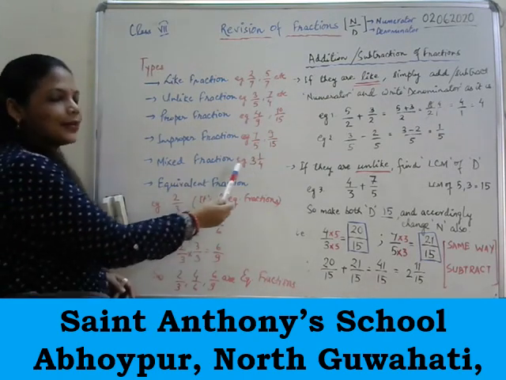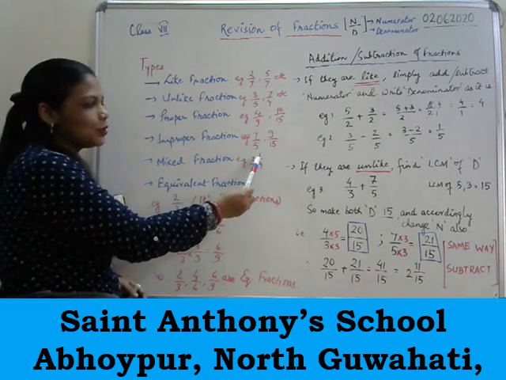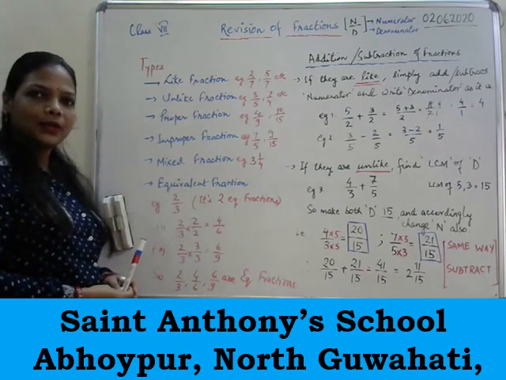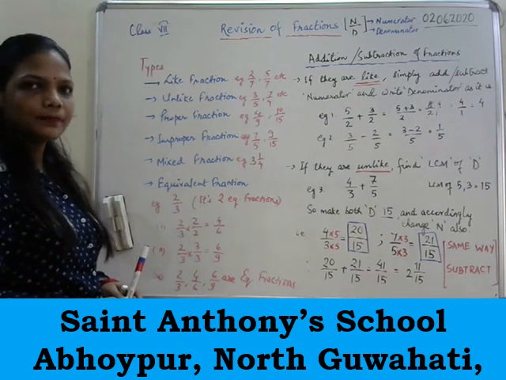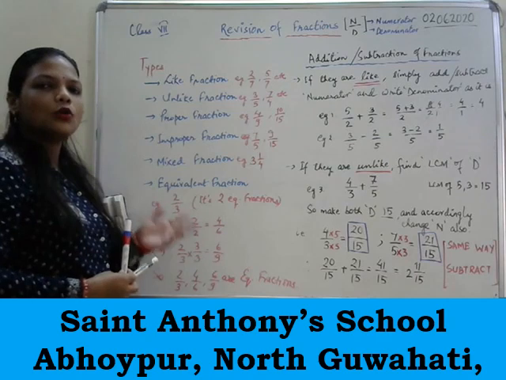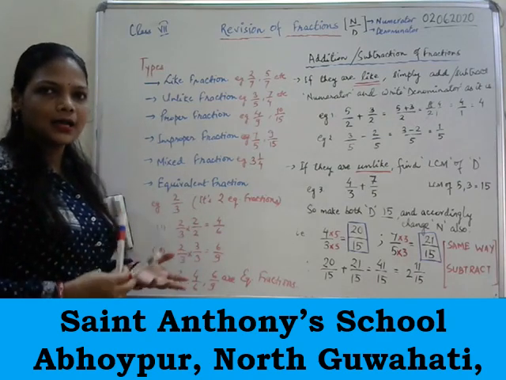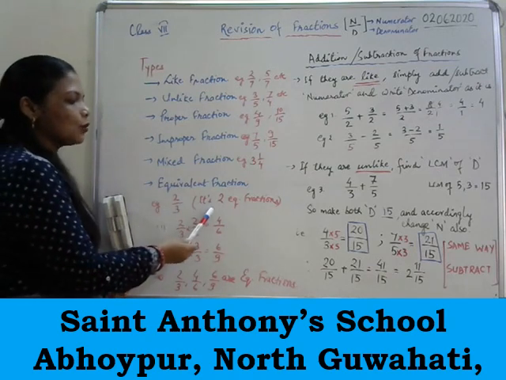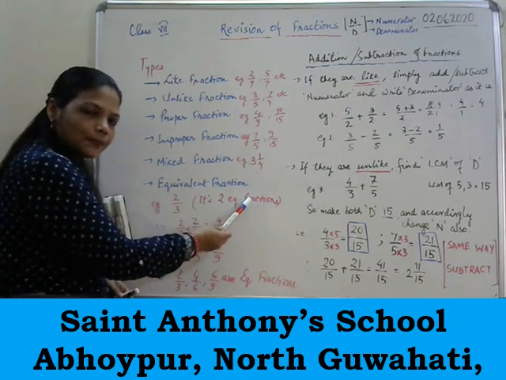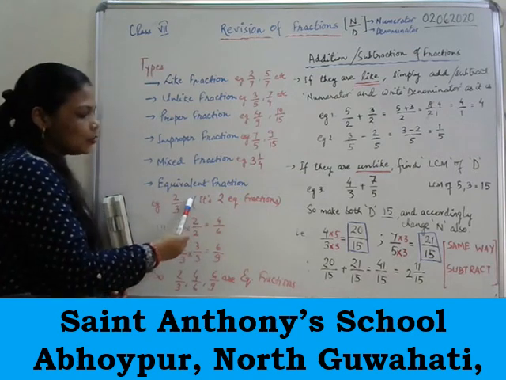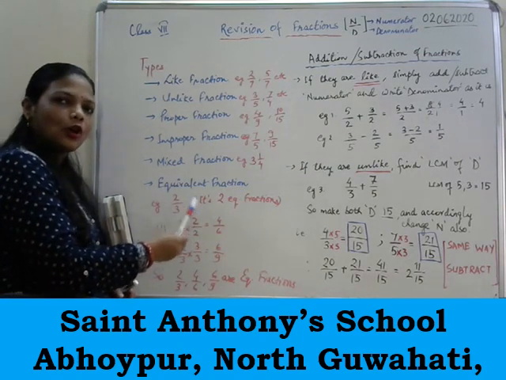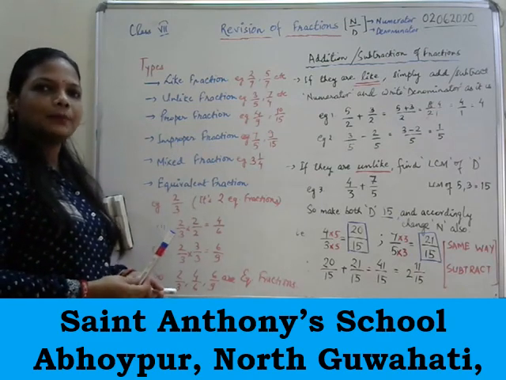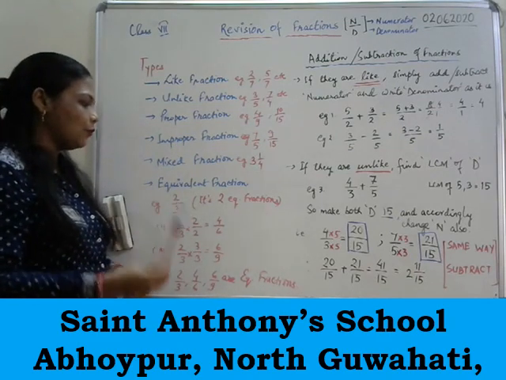Then we have a category of mixed fraction, which consisted of a whole number and a fraction. And last but very important, equivalent fractions. How to obtain an equivalent fraction if it is asked, what will you do? Suppose I am taking an example of 2 by 3. I am asking you to write its two equivalent fractions. Equivalent means either you can divide numerator and denominator by the same number, or if numerator and denominator are larger numbers, you can multiply or divide whatever you want.